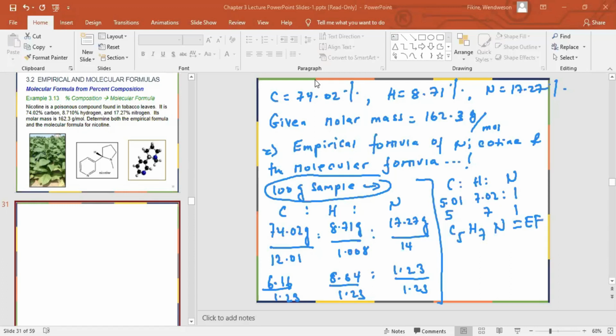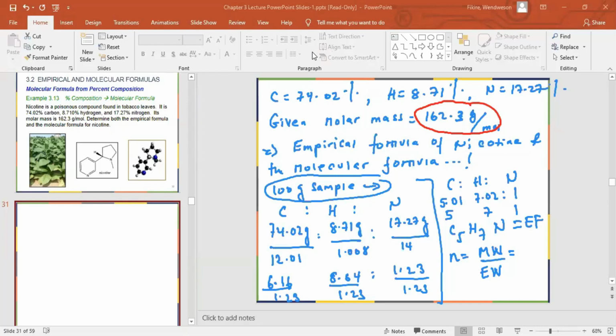Okay, now we have another job. We need to determine the molecular formula. So the steps for molecular formula: we need to calculate first a factor that's called n. n is the ratio of the molecular weight divided by empirical weight. We don't know the molecular formula, however, we were given the molecular weight earlier. If you see here, 162.3, that's the molar mass. The molar mass reflects the molecular weight.